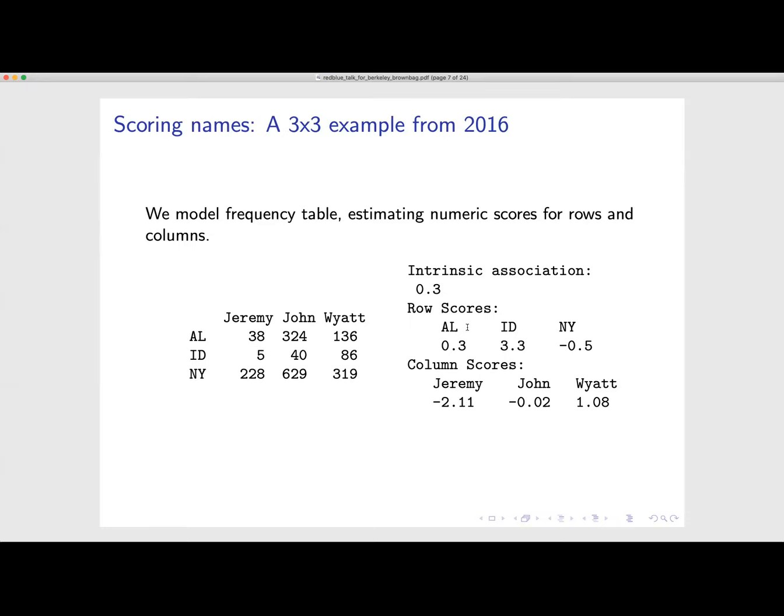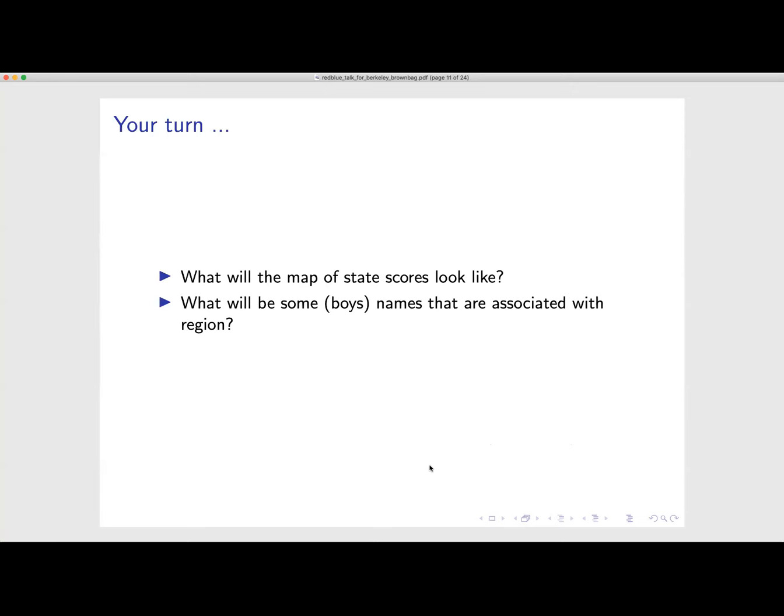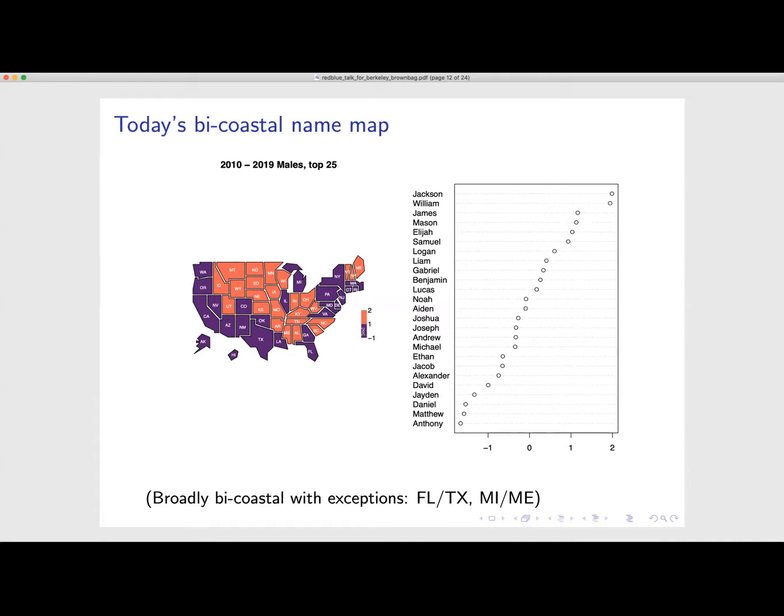Alabama goes with Wyatt and New York goes with Jeremy. That's the way this works. In the same way, Anthony, Matthew, Daniel go with the purple, in this case the negative, and Jackson, William, James, Mason, Elijah go with the orange. Broadly, it looks like the bicoastal pattern we might expect, but there are exceptions. Texas, Louisiana, Oklahoma are not what we would think of as blue states. And Vermont, Maine, New Hampshire are more like the empty quarter of the United States in terms of naming than they are like Massachusetts and New York. And I'm also just drawing an arbitrary line between two colors.